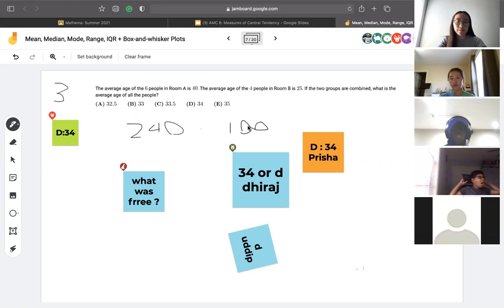Now say they're all combined into one room together, room C. Now you have to add the sum of all of their ages in room C together. Then to find the average age of the people in room C, you have to divide that by the total number of people. So that's 6 plus 4, which is 10. And then this gets us 340 divided by 10, which of course equals 34.